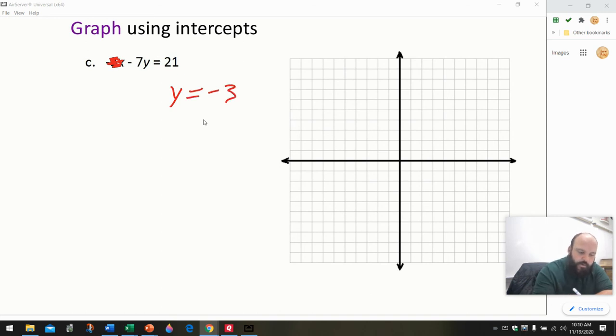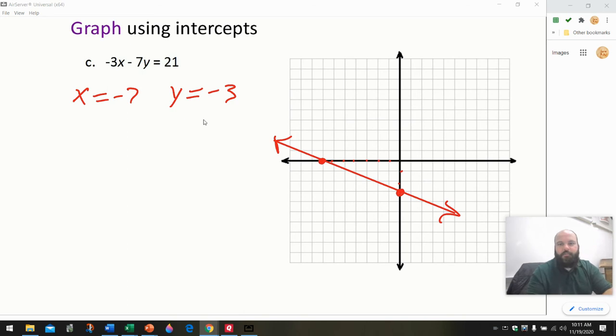Okay, now I'm going to do this. This time I'm going to scratch out this one. You can see that negative 3x equals 21. And so when I divide both sides by negative 3, I get x equals negative 7. Okay, so I've got my 2 dots. X equals negative 7. Y equals negative 3. And now I can simply draw my line through the both points. And I've got my graph.